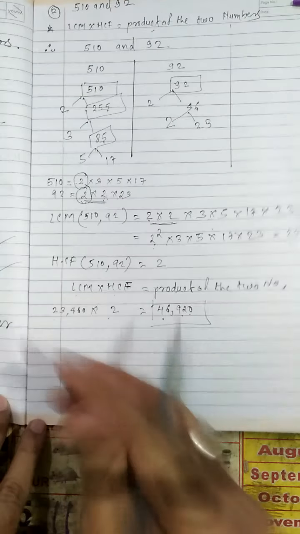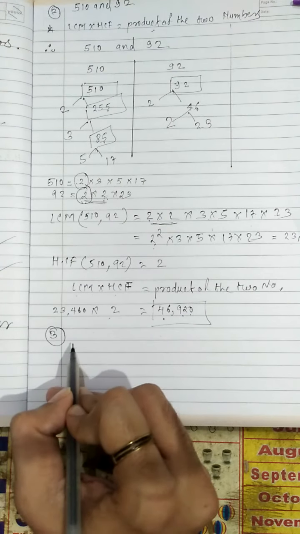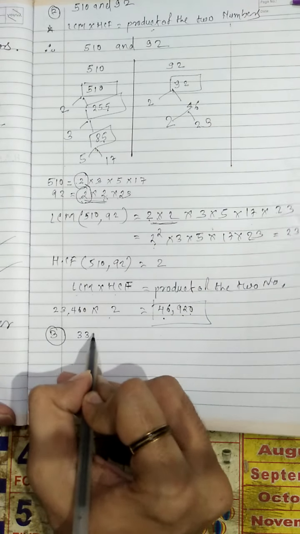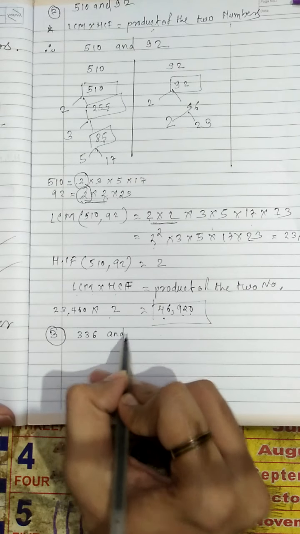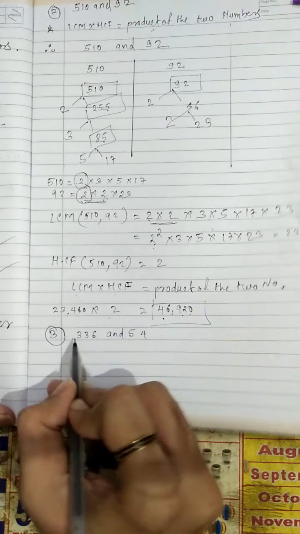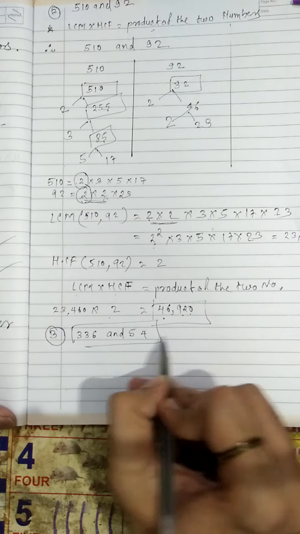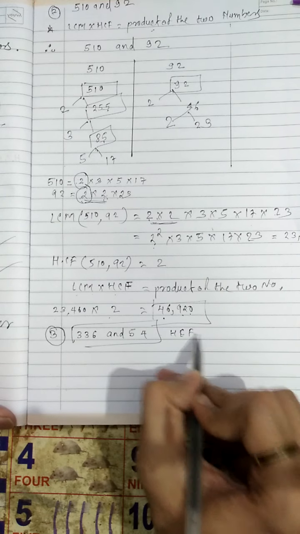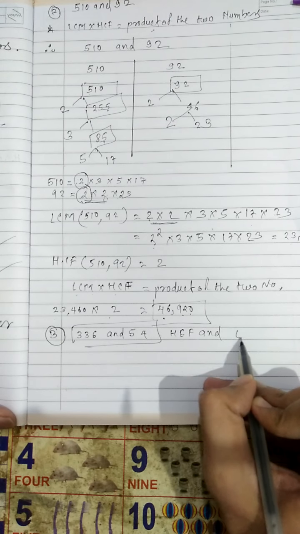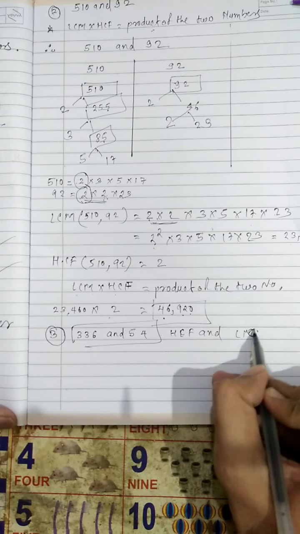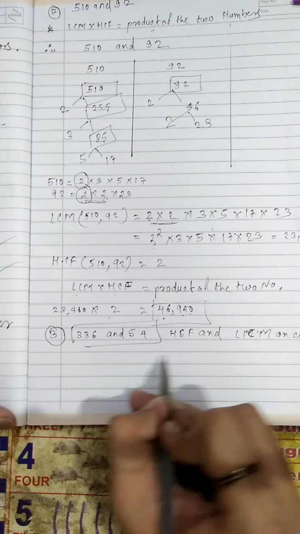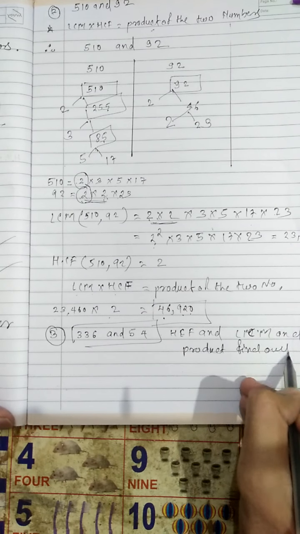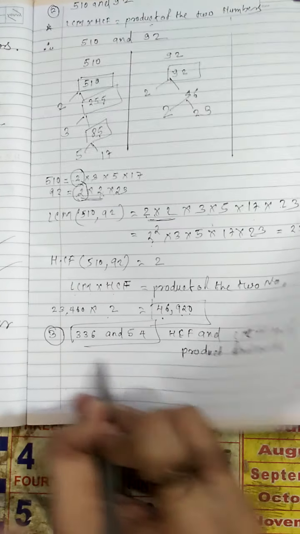Okay. Now the third one. Same method: 336 and 54. Same method. Find out the LCM, HCF and the product. Okay, this is your homework.